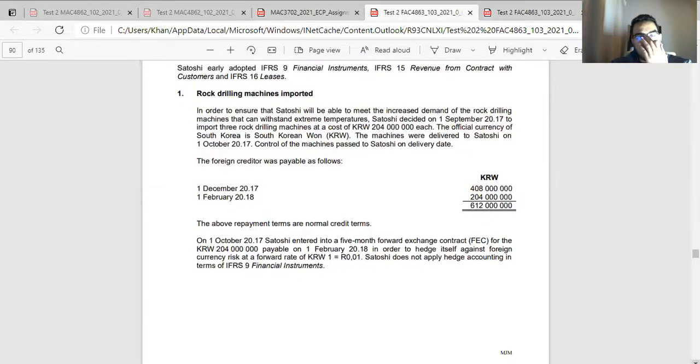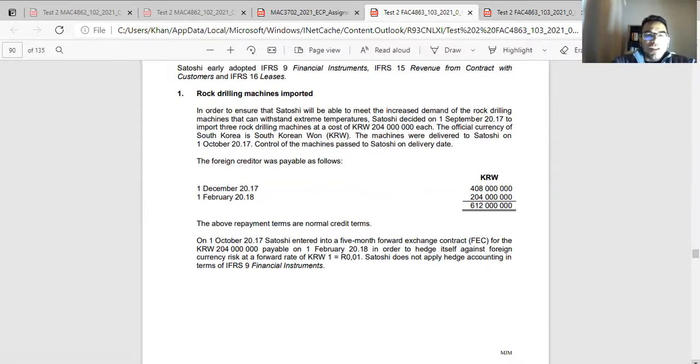So we know rock drilling machines, any rock drilling machine that they buy. Remember what they do? They buy it from overseas and then they sell it over here. So by them buying rock drilling machines, which are items that they sell in the ordinary course of business, it means rock drilling machines are inventory. Okay, so just take note of that.